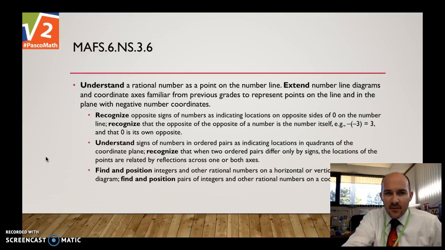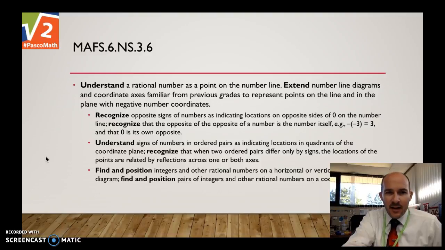Understand signs of numbers in ordered pairs as indicating locations in quadrants of the coordinate plane. So looking at the values of the x and y coordinates, the signs of those numbers, we should be able to determine what quadrant that point should be in. Recognize that when two ordered pairs differ only by signs, the locations of the points are related by reflections across one or both axes, and then we'll dive into what that means in a second.